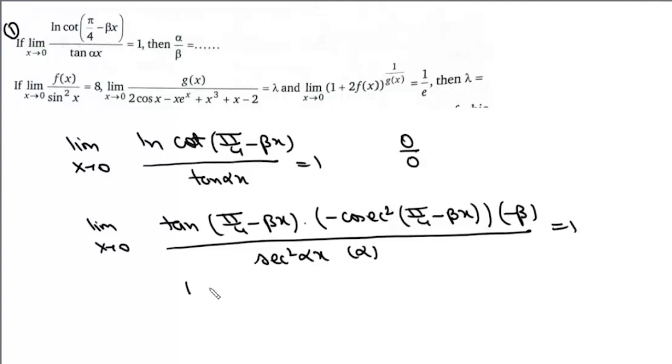Now tan pi by 4 is 1. Now cosec pi by 4 is root 2, so it will be this minus 2 and then minus beta upon alpha equals 1. So value of alpha upon beta will be 2. So answer to this question is 2.